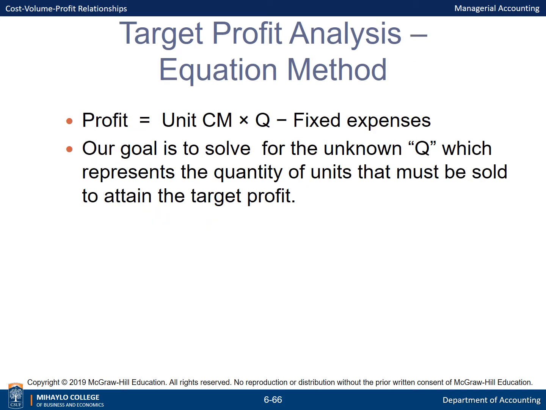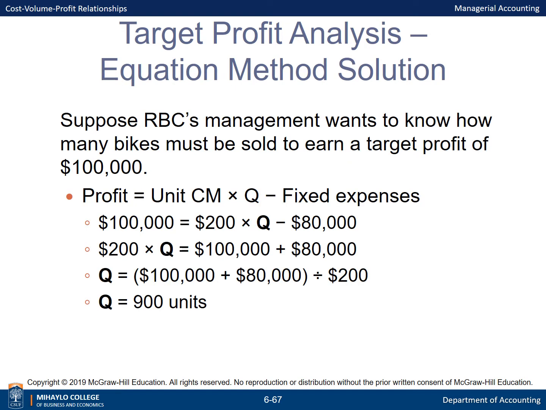The equation method is based on profit equals unit CM times Q minus fixed expenses. Our goal is to solve for the unknown Q, which represents the quantity of units that must be sold to attain the target profit. Suppose RBC's management wants to know how many bikes must be sold to earn a target profit of $100,000. $100,000 target profit equals $200, the unit CM, times Q, the unknown units to sell, minus $80,000 total fixed expenses. Q equals $180,000 divided by $200, or 900 units required to earn the target profit.